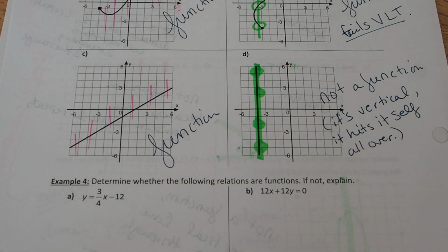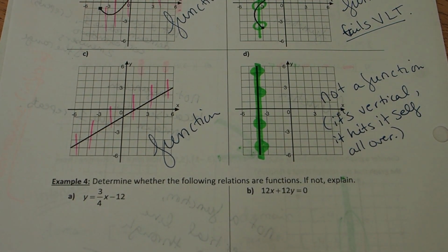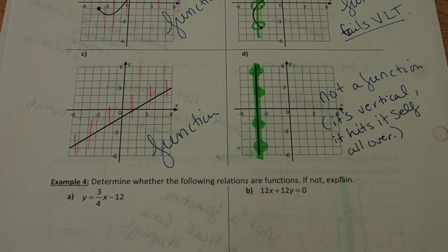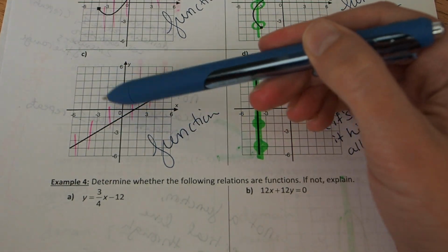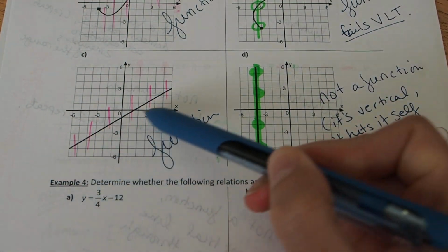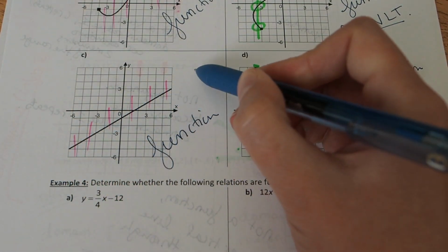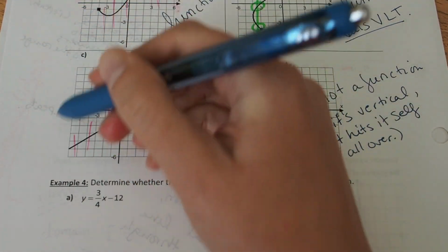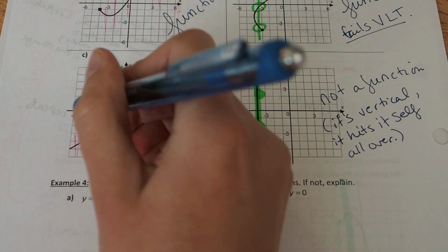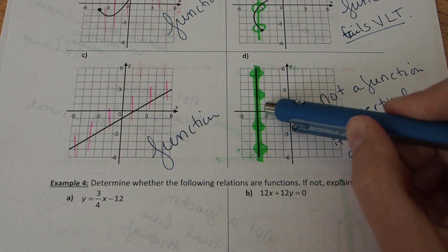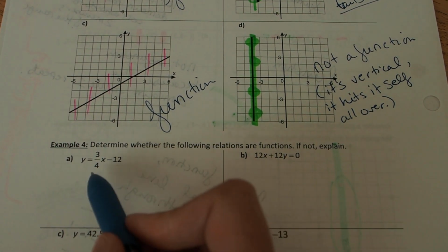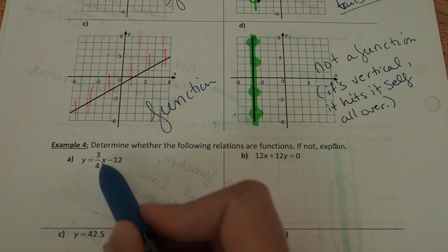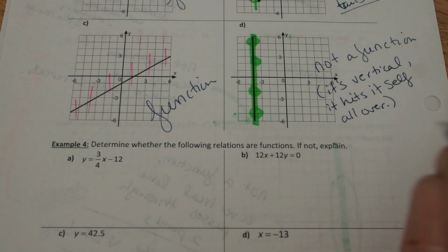All right. In example 4, I want to determine if the following are functions or not. Okay, so I'm kind of getting the idea from part C that any line that I draw, whether it's increasing or decreasing, is going to pass the vertical line test. It's true for horizontal lines also. The only lines that are not going to pass the vertical line test are vertical lines. So I can tell that this is a line, because the slope is positive, increasing. So this is a function.